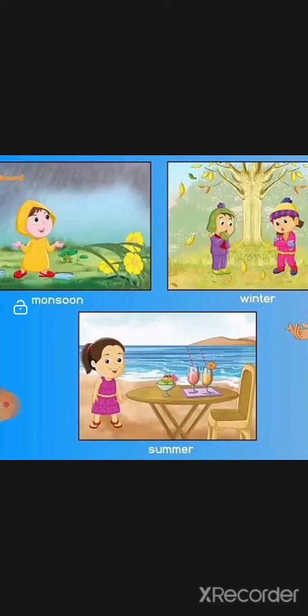Children, in this lesson, how many seasons did we see? Yes, we saw three seasons. What are they? Summer, monsoon, and winter. Very good, children. Now we will see about the summer season. How do we feel in this season? We will feel very hot, isn't it? So we will drink plenty of water and take juices to keep us cool. We have to wear cotton clothes in this season.